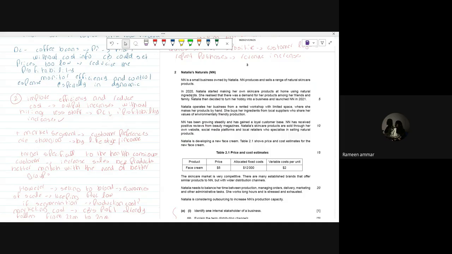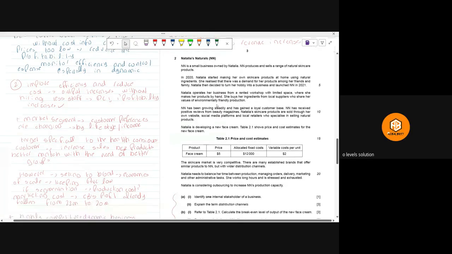local suppliers who share her values of environmentally friendly production. NN has been growing steadily and has gained a loyal customer base. NN has received positive reviews from beauty magazines. Natalia sells her skincare products on websites, social media platforms, and local retailers who specialize in selling natural products.